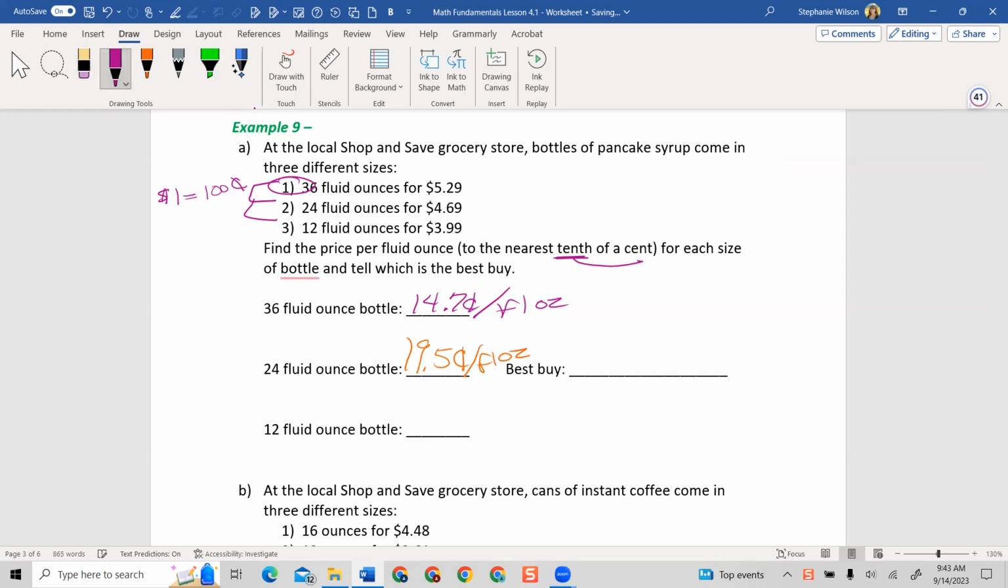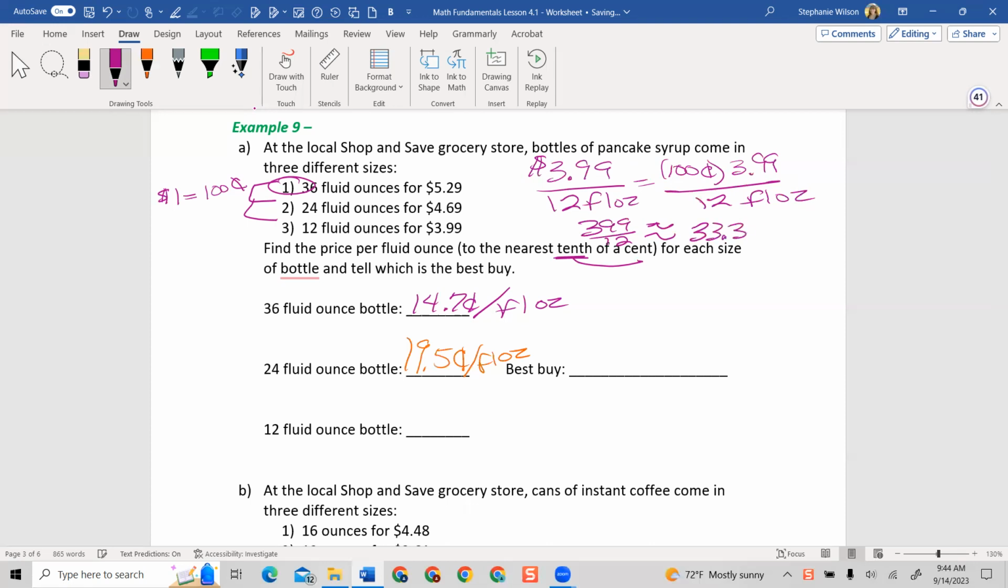Okay, so the next one says we have $3.99 per 12 fluid ounces. I'm going to replace the dollar sign with 100 cents, 3.99 times it divided by 12 fluid ounces. So I end up with 399 divided by 12. It's going to be cents per fluid ounce. I'm going to use the approximation sign. So 399 divided by 12 gives me approximately 33.3 cents per fluid ounce.